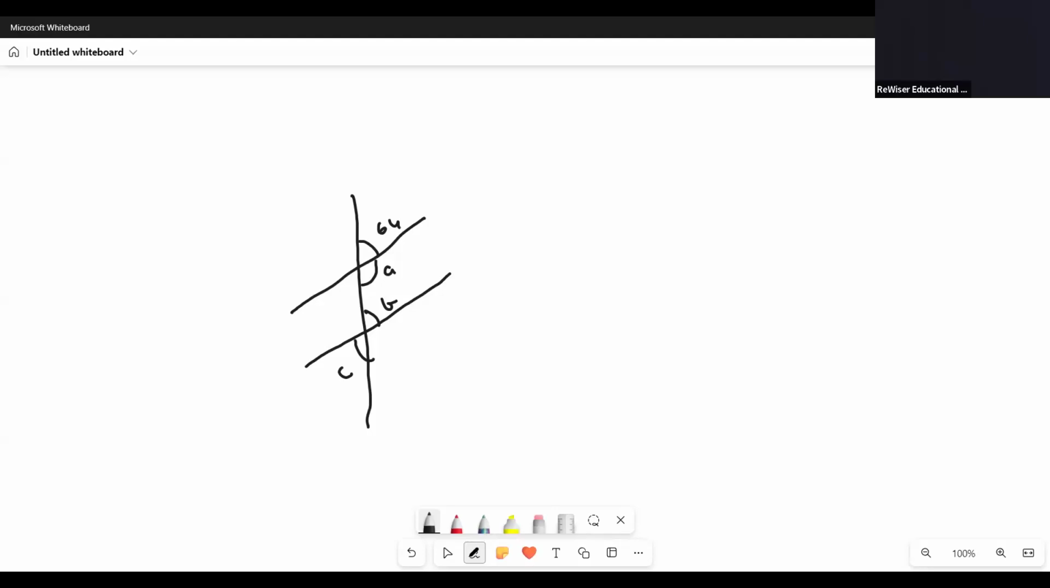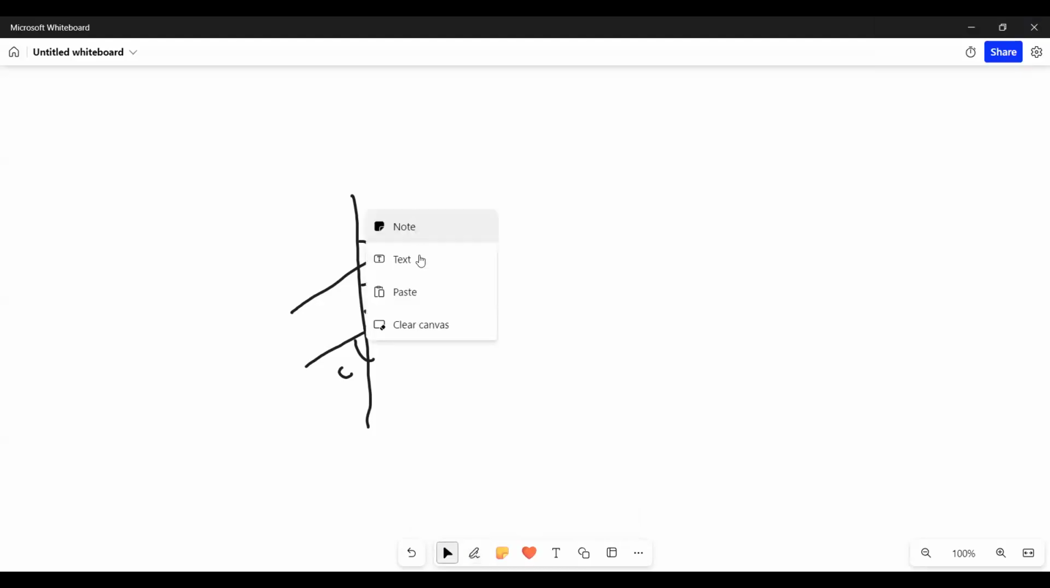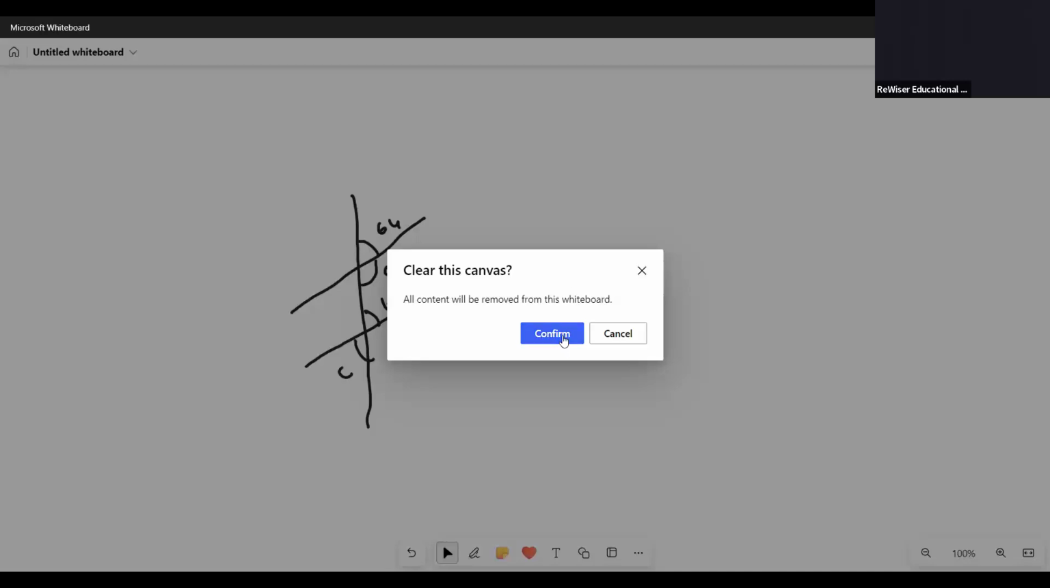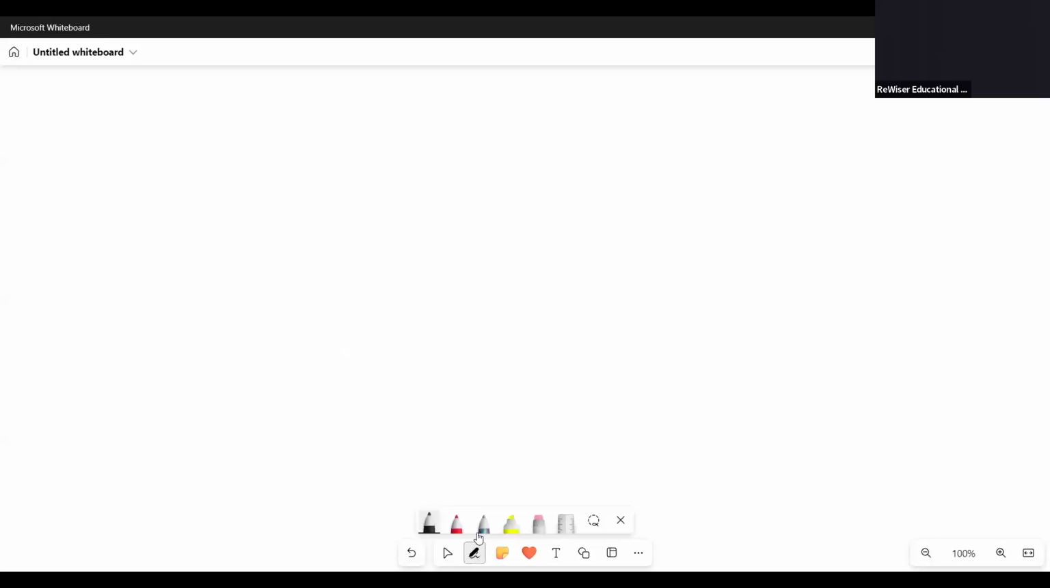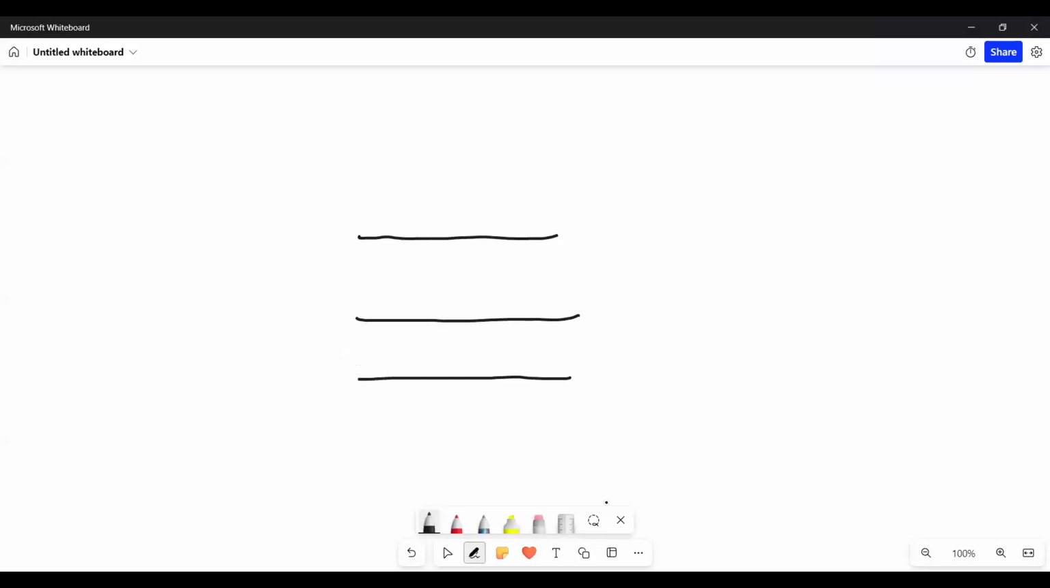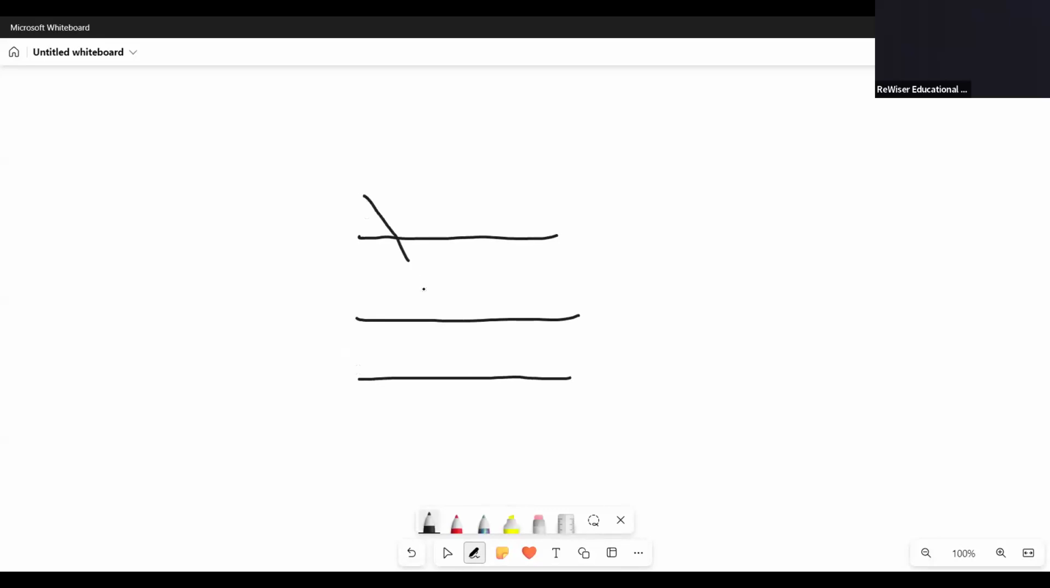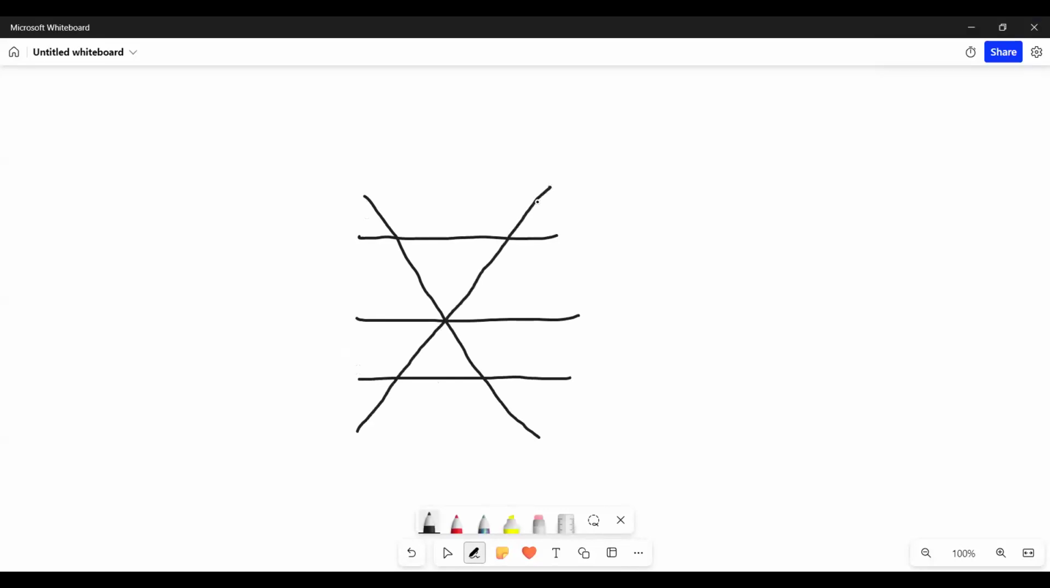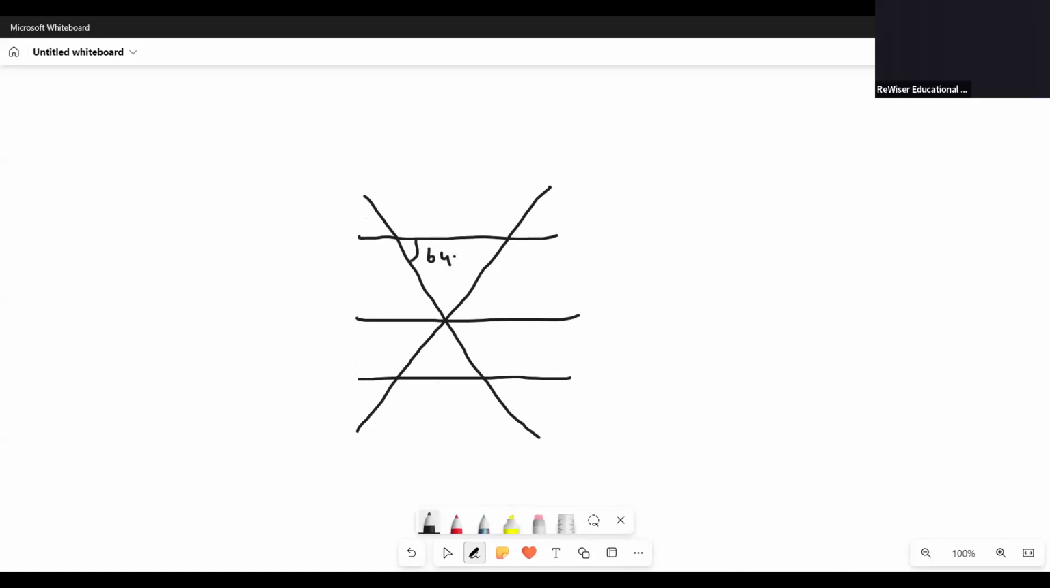It's okay. I tried to put this one up as well. This is a complicated figure, but I'll try to draw it for you. So we have three parallel lines here, right? That's one, that's two, and that's the third one. Now, the two transversals are cutting here, right? So this angle, they have given as 64 degrees.